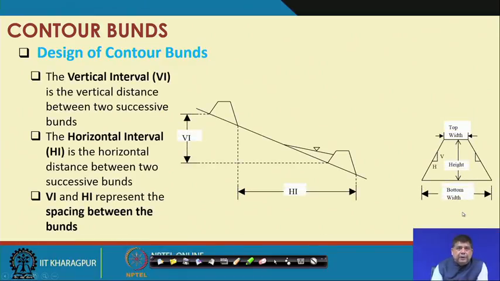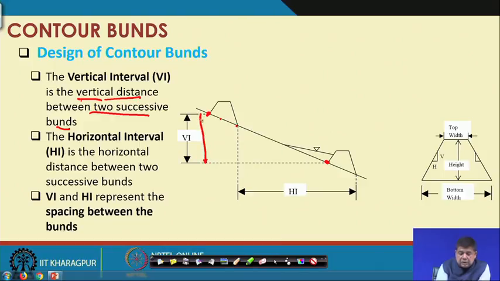Now, we use two terms, vertical interval and horizontal interval, which define the spacing between the bunds. So, what are these? The vertical interval is the vertical distance between two successive bunds. If we take two successive lines of bunds, and then take any corresponding points in the two successive bunds, it could be the upstream toe, it could be the downstream toe, it could be the center, whatever corresponding point you take. If you take the upstream toe here, the same upstream toe has to be taken here. Then we measure the vertical distance between these two corresponding points, and that is referred to as vertical interval, or the vertical spacing between two consecutive bunds.